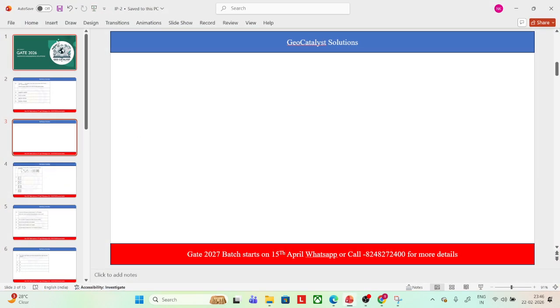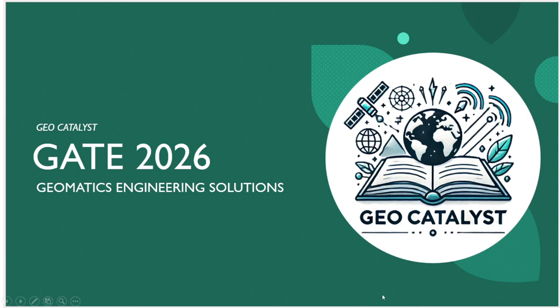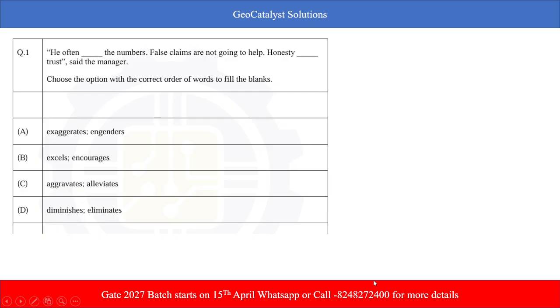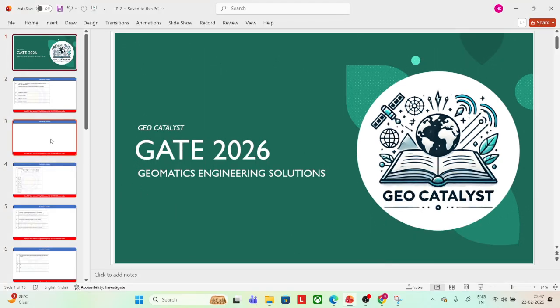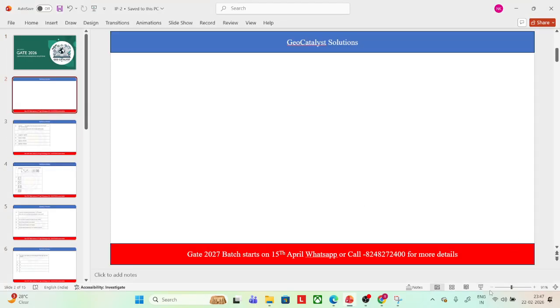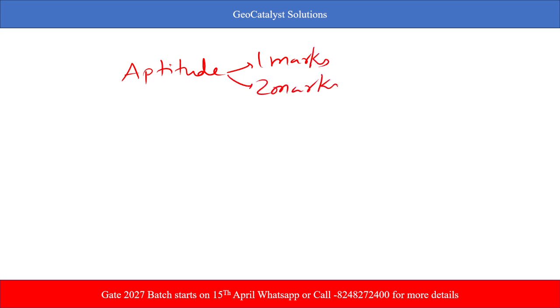So we are seeing GATE 2026 solutions. We have already discussed image processing 1 mark and 2 marks questions. In this video, we will be discussing aptitude, both 1 mark and 2 marks. So a total of 15 marks we'll be discussing.